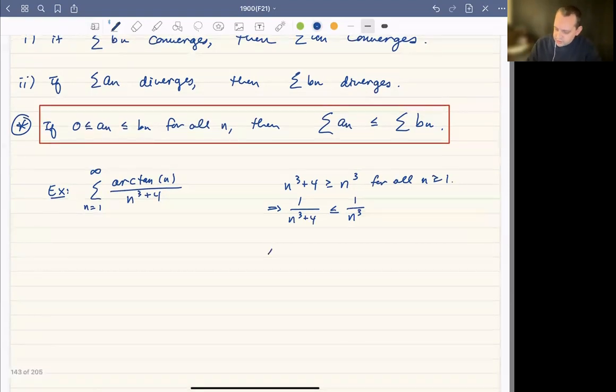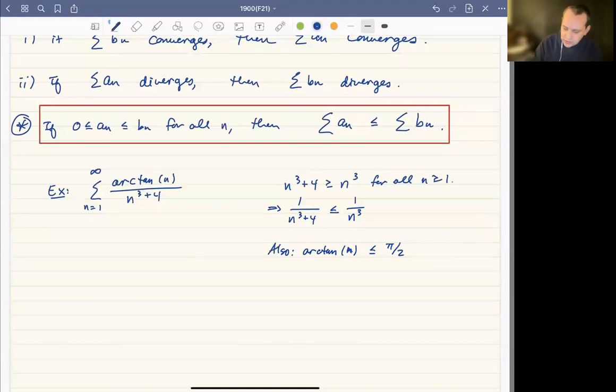Also, we can see that arctan of n is always going to be less than or equal to pi over 2, because as n goes to infinity, this function approaches pi over 2. We also know that the function f of x equals arctan of x is increasing because its derivative is 1 over x squared plus 1, which is always positive. Maybe we also remember what the graph looks like. The function is always increasing, and it has a bound. Arctan of n is always less than or equal to pi over 2.